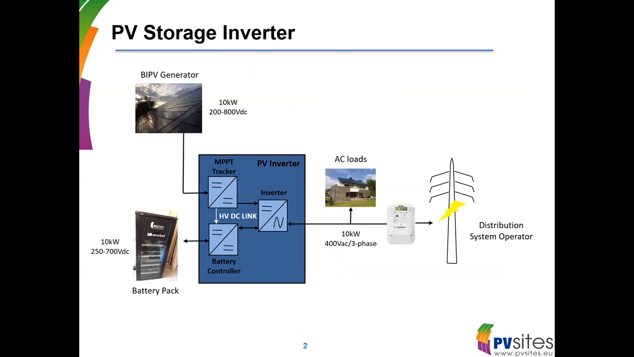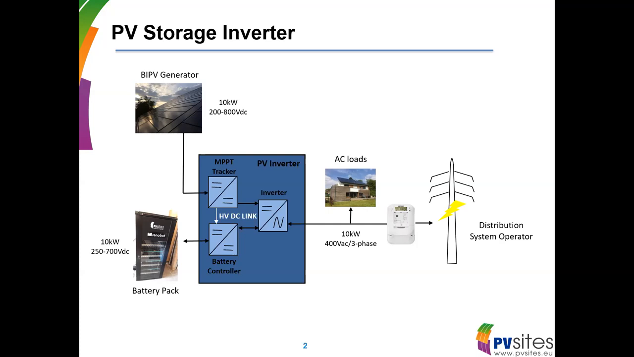The PV storage inverter, or hybrid inverter, receives this name because it combines in the same device an input for the BIPV generator and also an input for an electrical storage, a battery pack. This is very interesting for those applications where we are interested in increasing the self-consumption ratio, the amount of energy that we are going to self-consume in the building, and also in order to reduce the impact of the BIPV on the grids, because all the energy that is consumed inside the building will not affect the operation and planning of the AC grids.